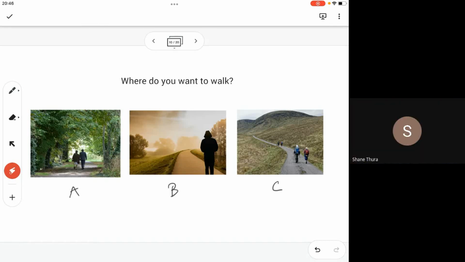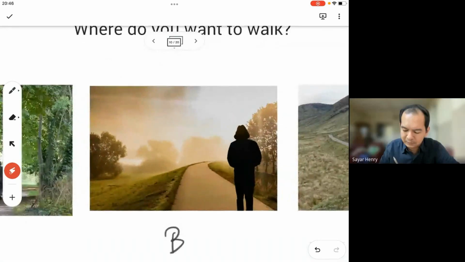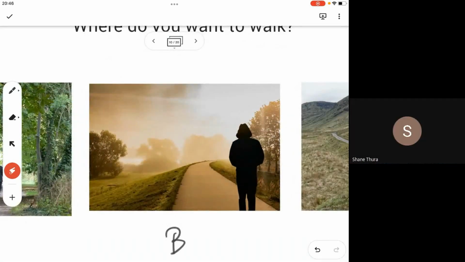Yeah, I want to choose picture B to walk, because I like the view. The sceneries around the road are so beautiful. And I like to do jogging or walking in the misty weather. I like this kind of road because it's not a highway and there won't be any cars because the road is not that wide. It's for doing exercise or for motorcycles.